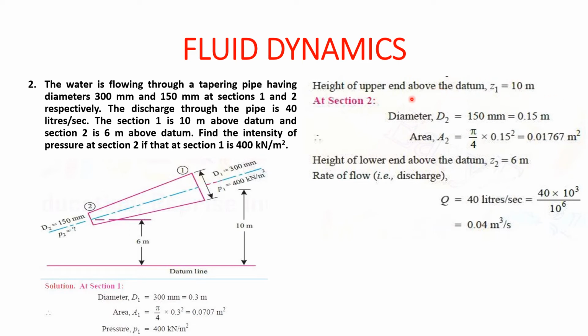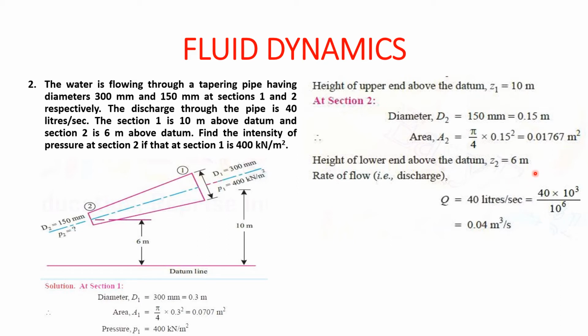At section 2, the diameter is 150 mm. Converting that into meters, we get 0.15 meter. So area A2 is pi by 4 into D2 square, so pi by 4 into 0.15 square. We get this value as 0.01767 meter square. The height of the lower end above the datum, Z2, is 6 meters.